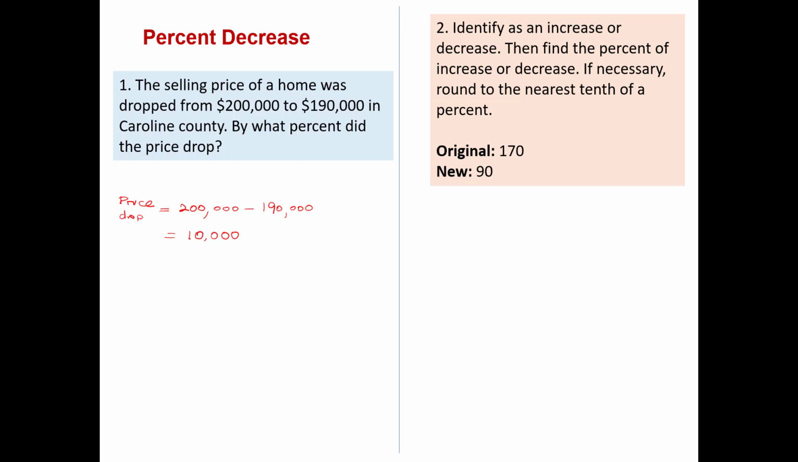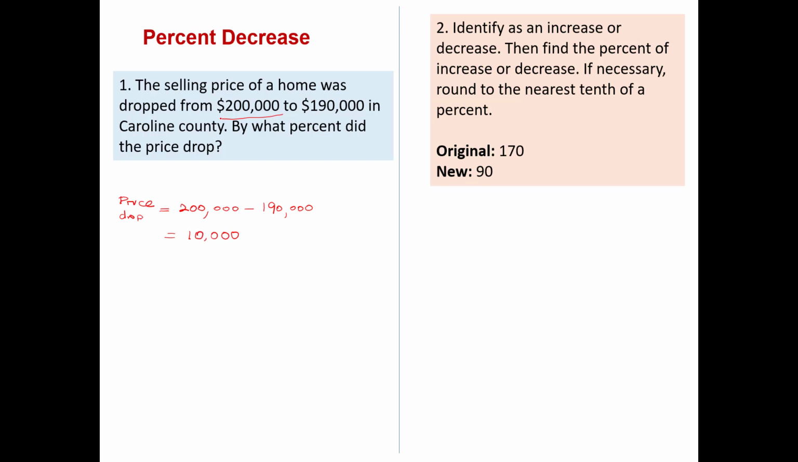Now we had the amount, in what amount the price drop: $10,000. Then now we want to calculate the percentage. Then we want to calculate 10,000 is what percent of the original price. Yes, the 200,000. And let's write that.